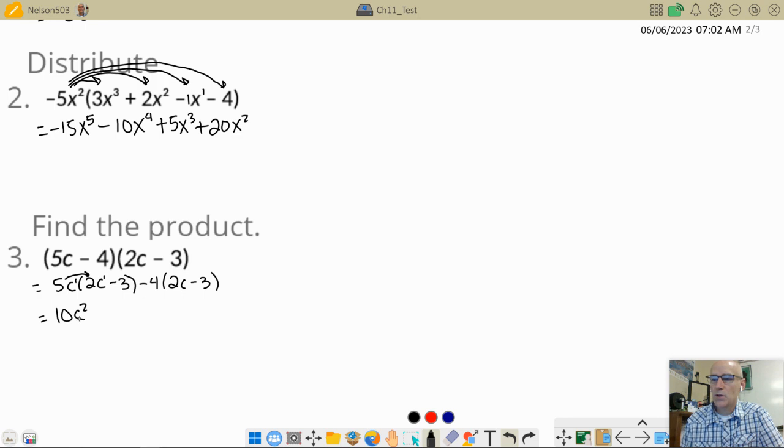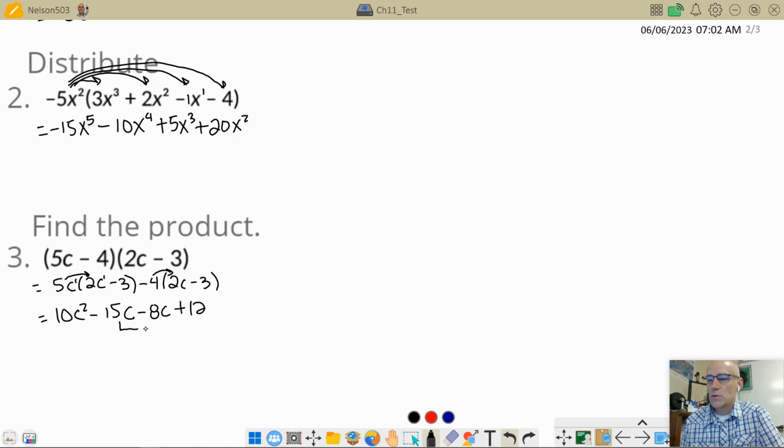I got 2 c's multiplied together, which I can't do because I don't know what c is, so I just leave it like c squared, right? And then I go 5c times -3, and I get -15c. Okay, let's do this a little bit faster over here. I get -8c plus 12, right? Because of -4 times -3.